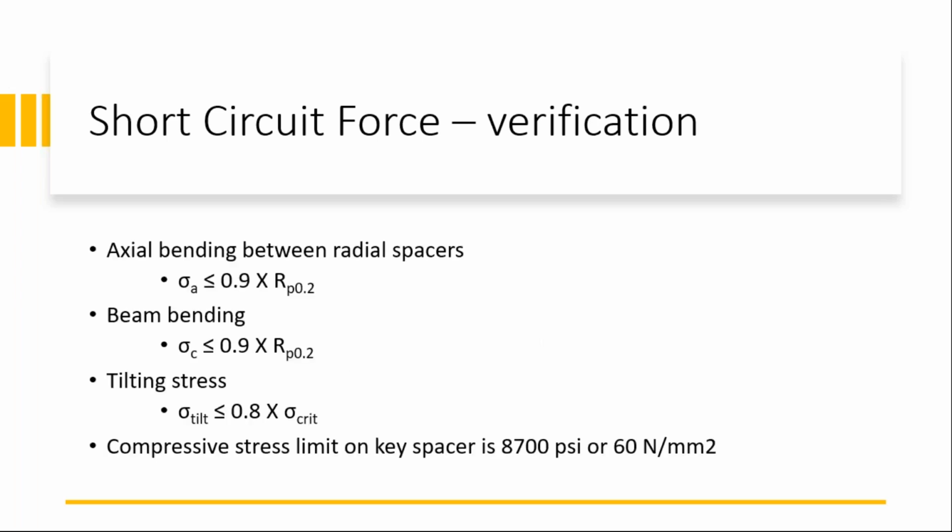In the same context, the other things are axial bending between radial spacers, which is again 90% limited, and beam bending is 90%, and tilting stress is 80%. And key spacer normally has a limit of 8,700 psi. And these limits are for core type transformers, oil filled. If it is shell type, the limits are different, which is not shown here, but we can refer to the IEC standard.